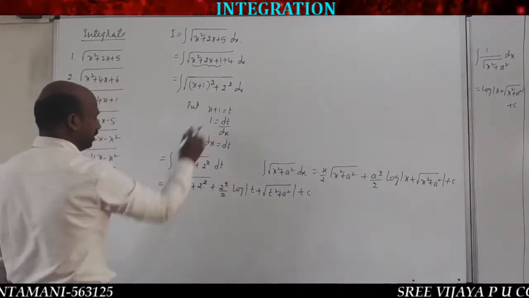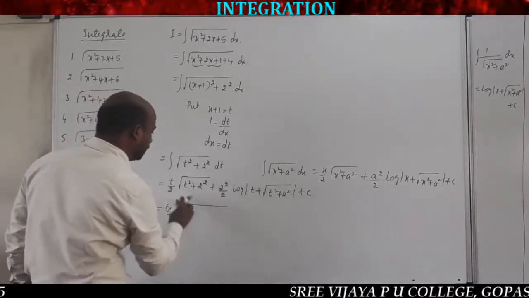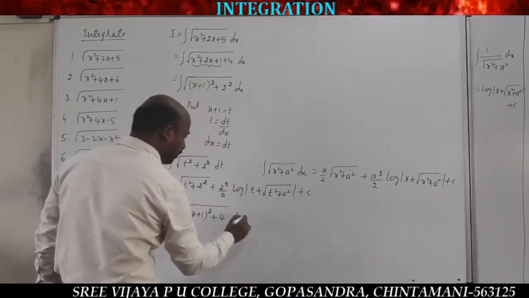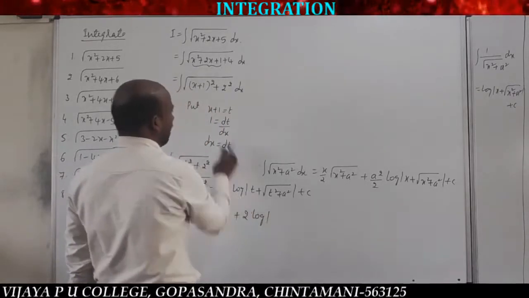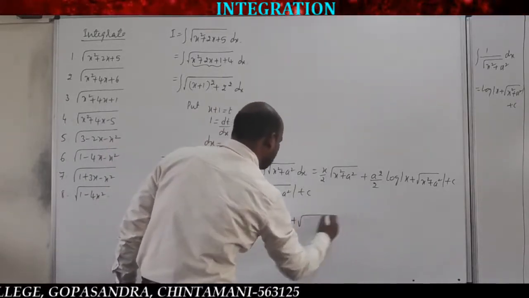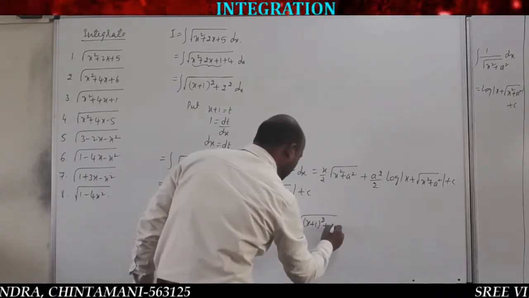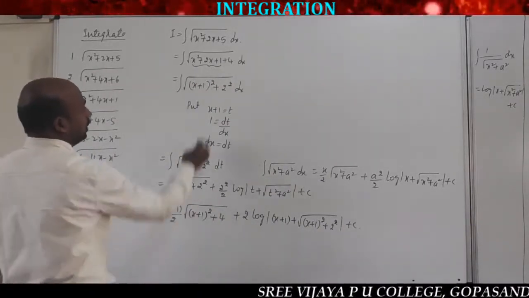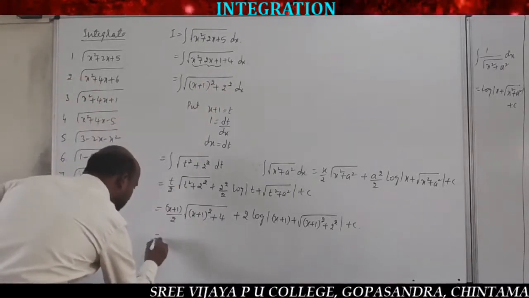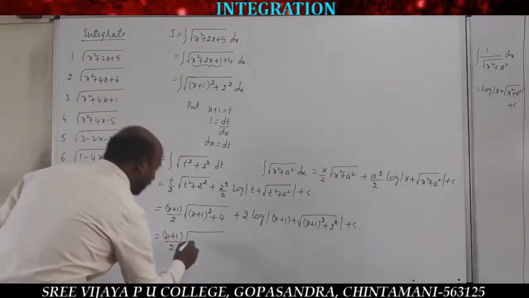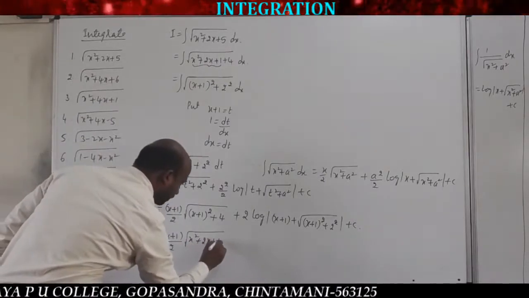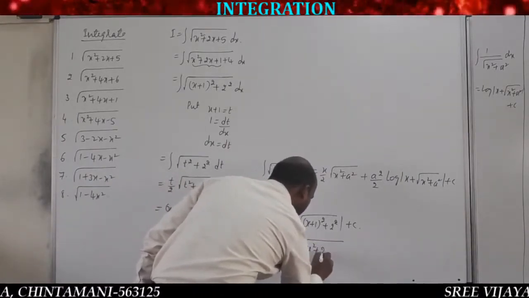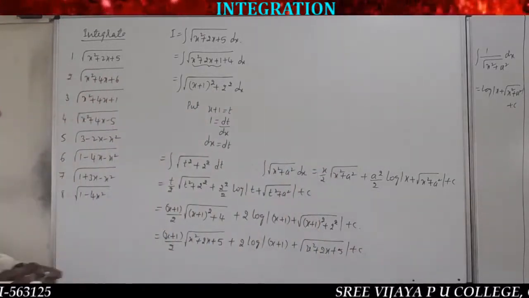Okay, now substitute the value of t. It is x plus 1 by 2 root of x plus 1 whole squared plus 2 squared, that is 4, by 2, and then 4 by 2 is 2, log modulus of the value of t. The value of t is x plus 1 plus root of x plus 1 whole squared plus 2 squared, plus c. So x plus 1 whole squared is x squared plus 2x plus 1 plus 4, that is 5, the same function. So we get x plus 1 by 2 root of x squared plus 2x plus 5 plus 2 times log modulus of x plus 1 plus root of x squared plus 2x plus 5 plus integral constant c.